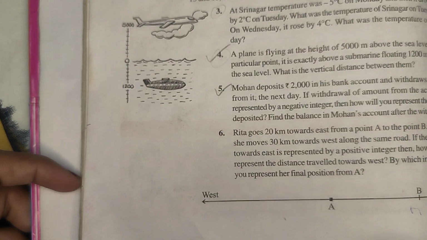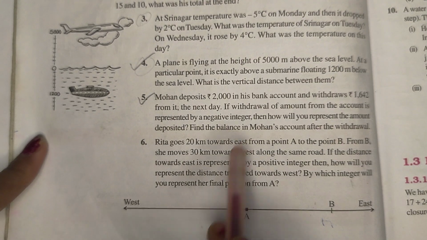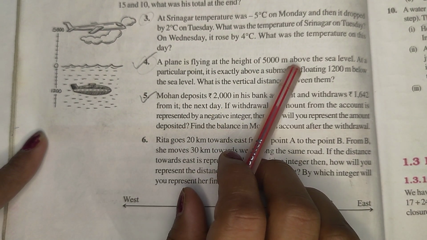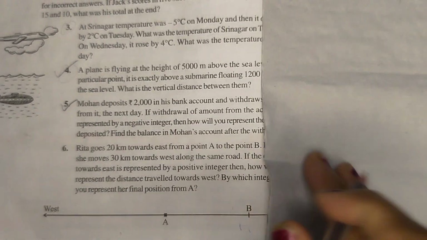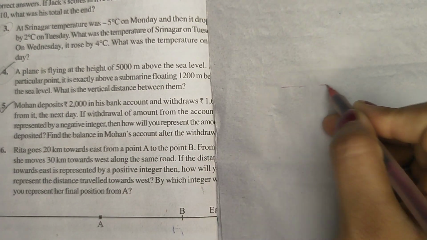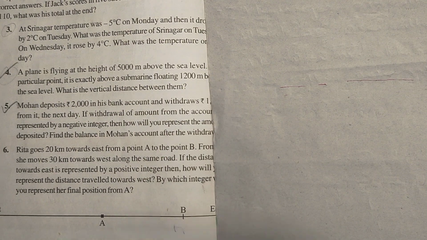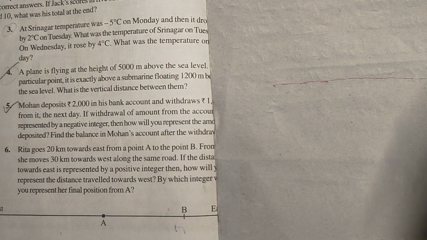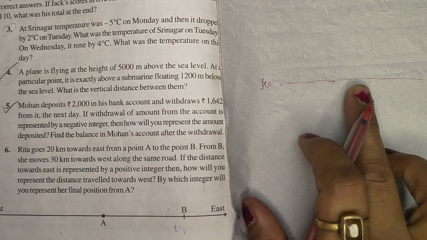First, read what the question says. A plane is flying at the height of 5,000 meters above the sea level. Suppose that this is C. What is this? This is C, the level of C.